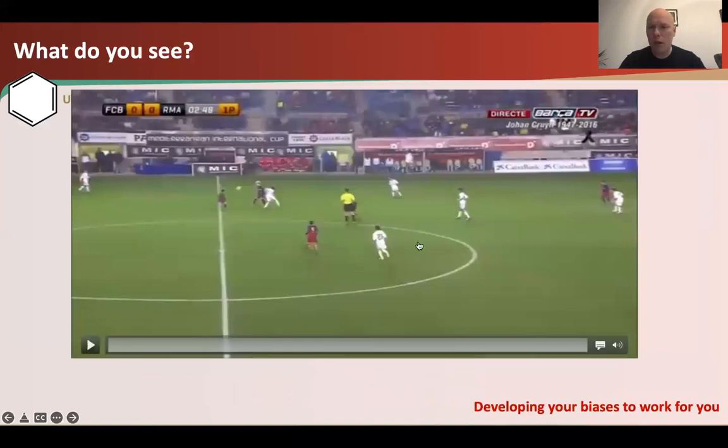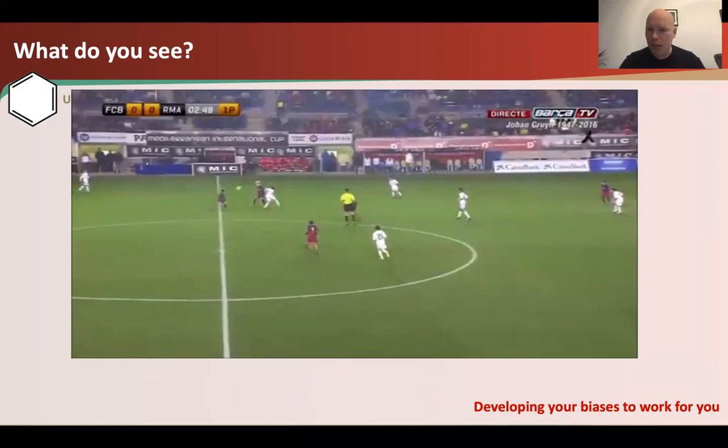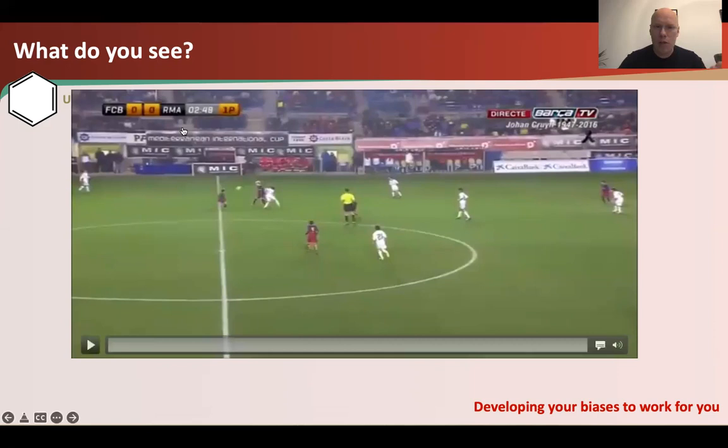You're going to watch this video and I want you to look at, what do you see? Because this will allow you to really start to develop your biases and understand how you can use your biases to work for you, not against you. This is Barcelona versus Real Madrid's academy teams, one of their youth teams at teenage ages.